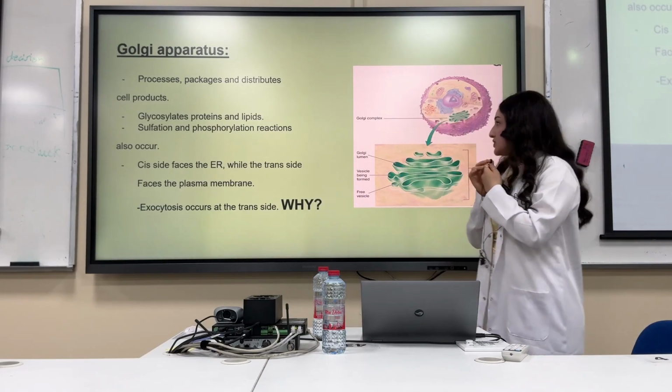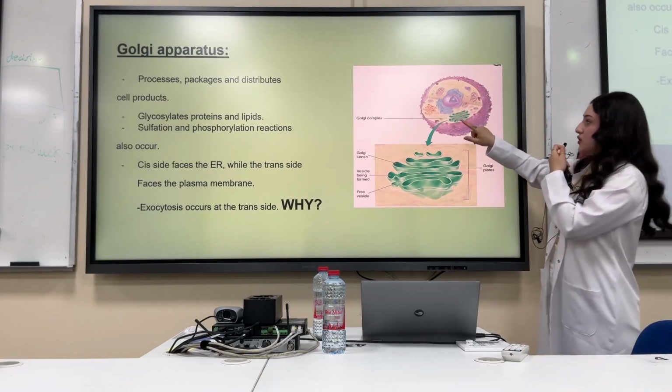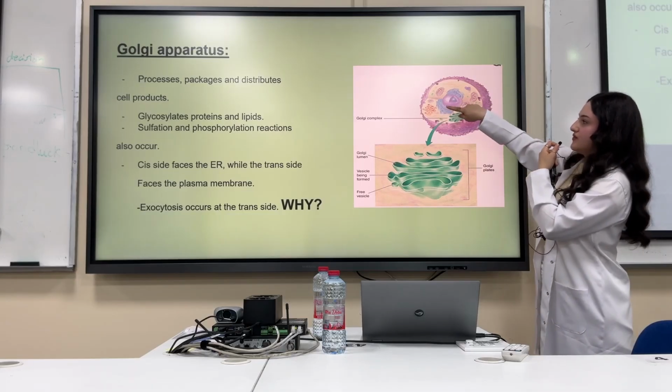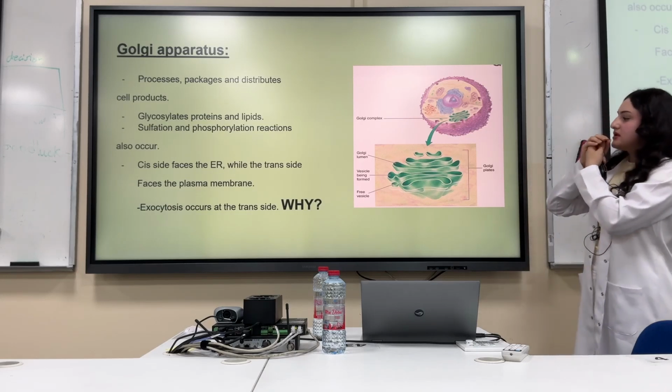We have two sides for the Golgi apparatus. We have the cis side and the trans side. The cis side of the Golgi apparatus, this is the Golgi. The cis side is the one that's closer to the rough endoplasmic reticulum. And the trans one is the one that's closer to the plasma membrane.